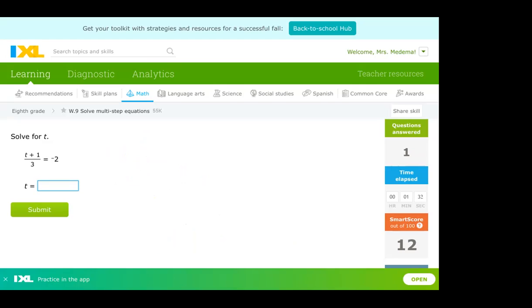All right, so for this one, I have t plus 1 over 3 equals negative 2. So for this, and I don't like that they use t because it looks like a plus sign, but we'll just have to remember it's a t. So how do I get a divide by 3 out? I multiply it. So I multiply one side of the fence by it and it goes away. The other side, I get a negative 6.